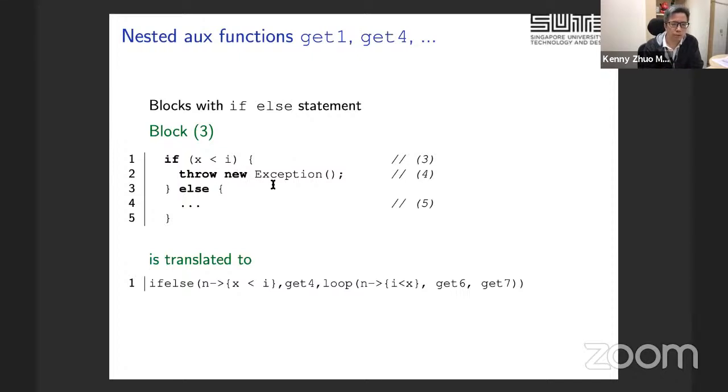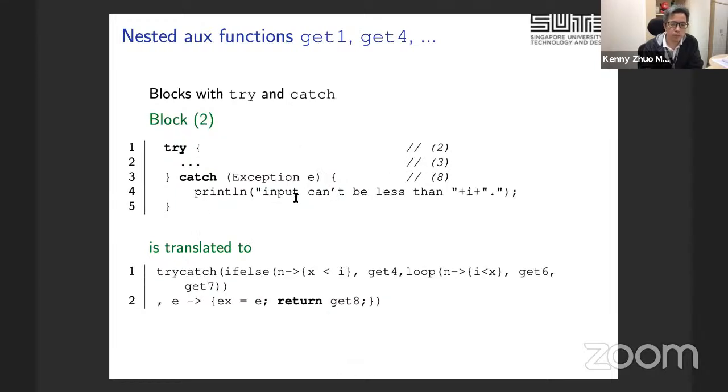Now we look at the if else, which is similar. We have another combinator called if else that takes in a delay function that gives us the Boolean test, and takes in the continuation that represents the then branch, which is already translated as get 4, and then the else branch, which is actually block 5, the loop we have seen in the last slide.